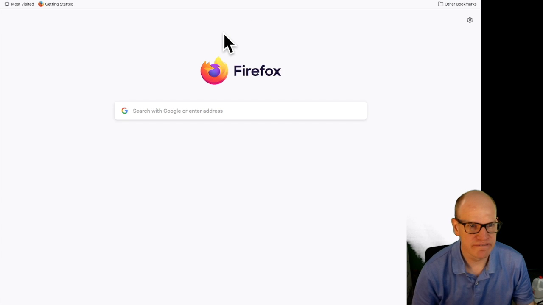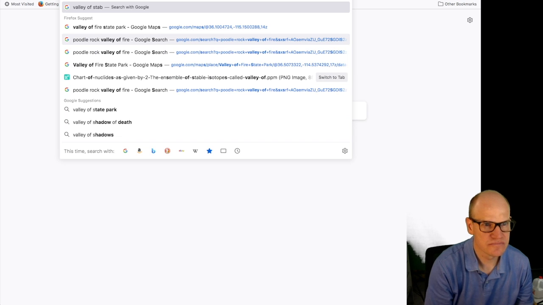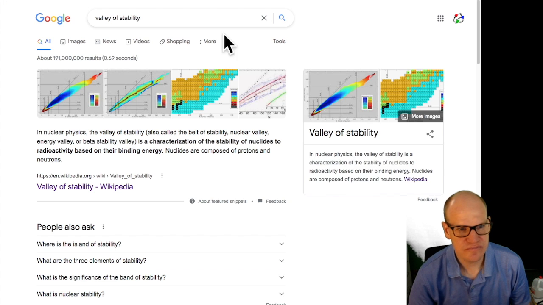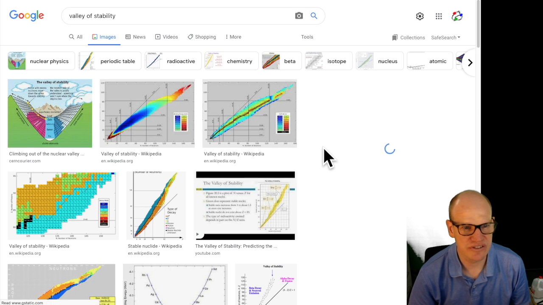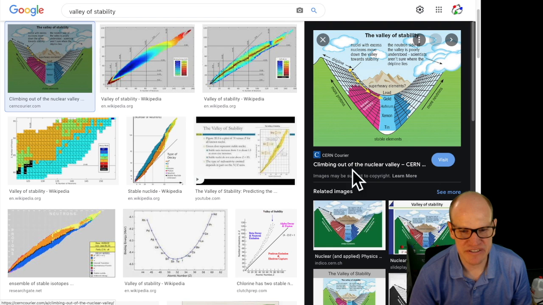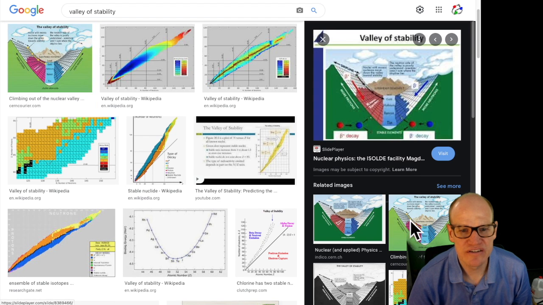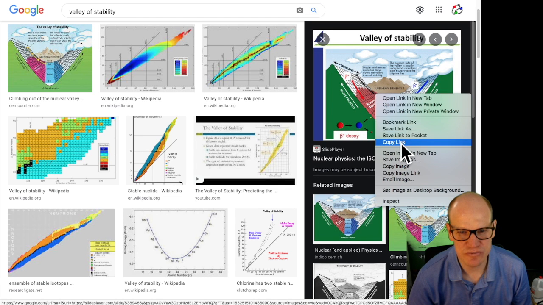Here we go. Valley of Stability. Let's see if I can show. Yeah, this one's good enough. Okay, so this is an interesting way of representing it. Is there one that's higher resolution? Doesn't appear to be. Okay, that's definitely lower resolution. So we'll use this one.